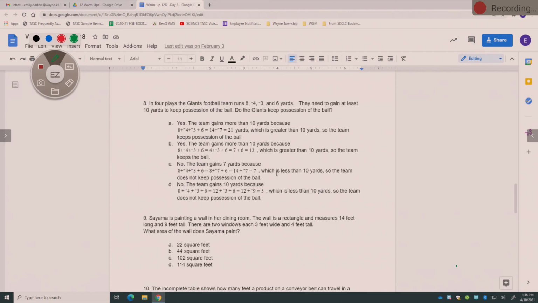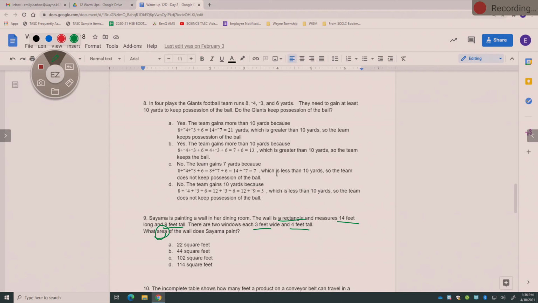Sayama is painting a wall in her dining room. The wall is a rectangle and measures 14 feet long and 9 feet tall. There are 2 windows, each 3 feet wide and 4 feet tall. What area of the wall does Sayama need to paint?